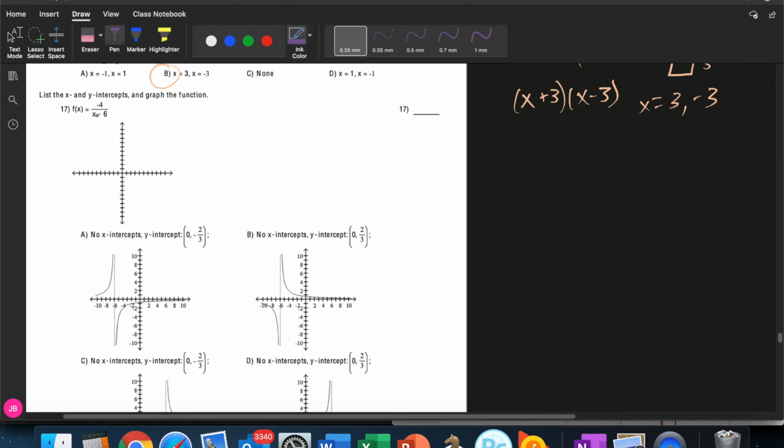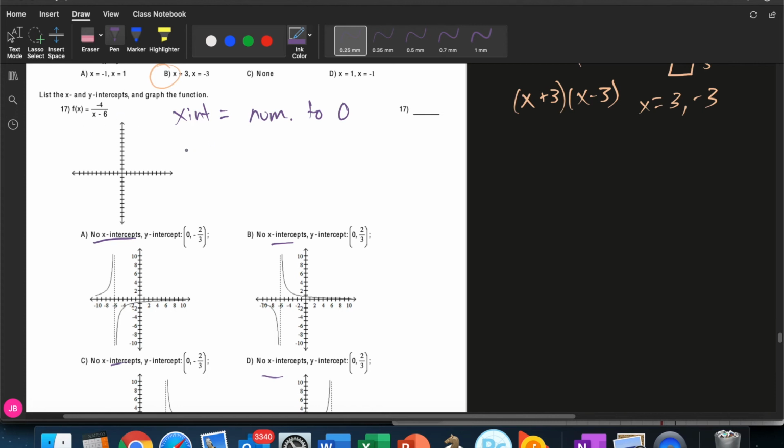Okay, so first of all, to find the intercepts, to find the x-intercept, we have to set the numerator equal to 0. But if you look at this numerator, it's just negative 4. There's no way to just magically make it 0. There's no variable there, so there's going to be no x-intercept. And if you look at all your answer choices, all of them have no x-intercept. So you know that for sure has to be true.